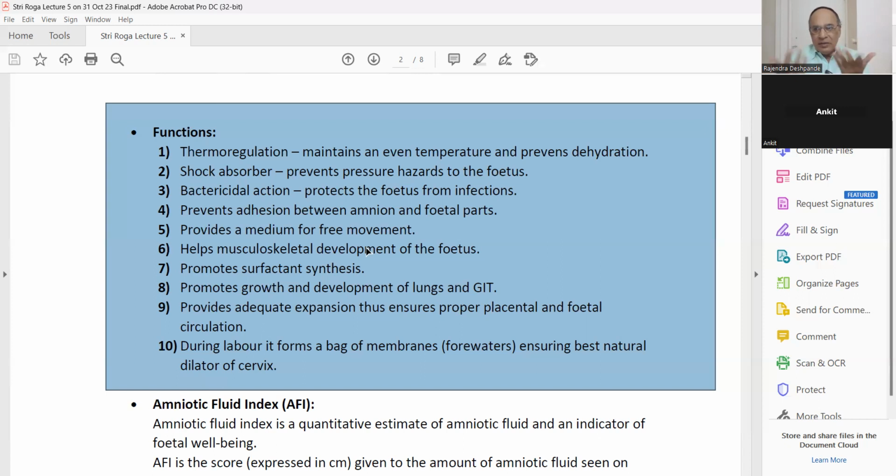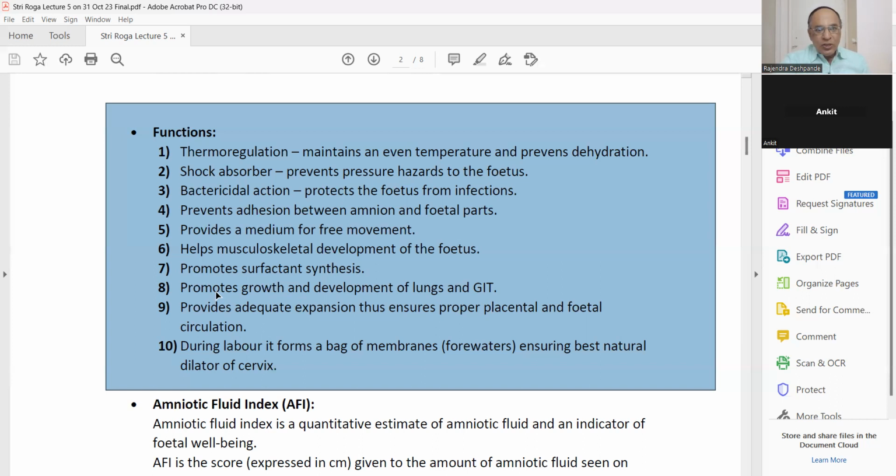If it is solidified, no movement. That is bad. So, helps the musculoskeletal development of the fetus. As there is a lot of space, there is scope for development in all directions. Musculoskeletal means muscles and bones development. Promotes the surfactant synthesis. Surfactant is related with the lungs, and it's a typical covering to protect the lungs. Okay, that is called a surfactant.